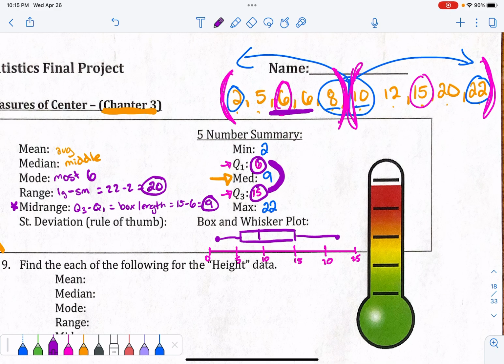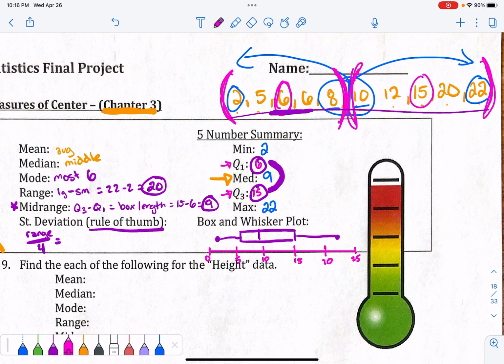And then the last one is standard deviation. I'm not going to make you calculate the exact standard deviation because we're going to use what's called the rule of thumb, okay? The standard deviation rule of thumb is taking the range and dividing by 4. That doesn't give you the exact standard deviation, but it gives you a number that's awfully close to what the standard deviation probably is.